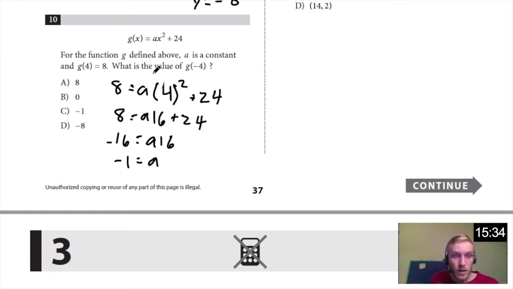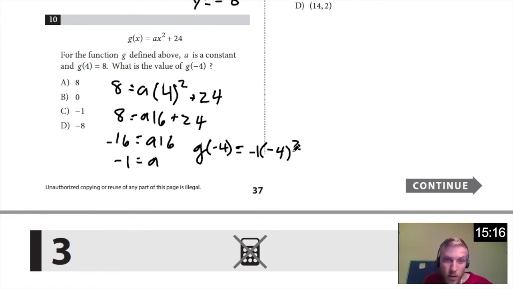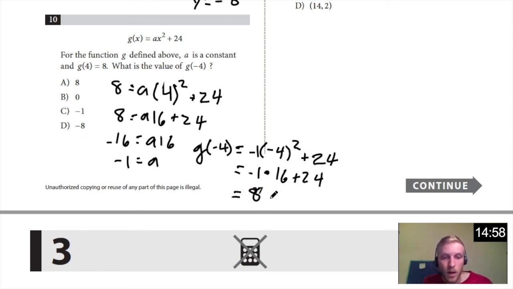For our final answer, we're going to need to substitute this value in for a and our negative 4 in for x. So we can say g of negative 4 equals, let's see, remember a is negative 1. Our x term is minus 4 squared, and then plus 24. All right, minus 4 squared, negative times a negative gives us a positive, so this is equal to negative 1 times 16 plus 24. Negative 1 times 16 gives us negative 16. Negative 16 plus 24 is going to give us 8, so positive 8. Let's see if that's one of our answers, and it is. Good. Okay, so answer A is going to be our answer.